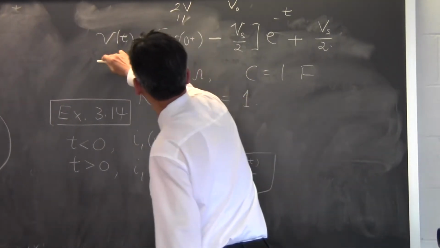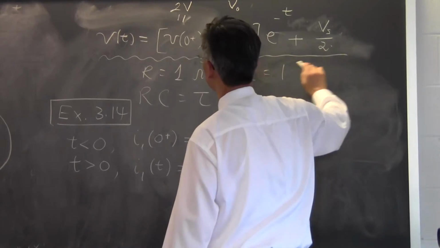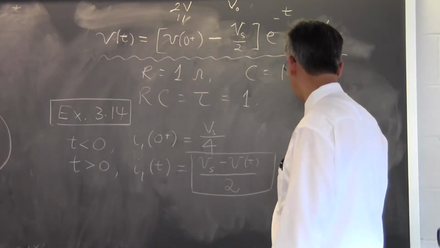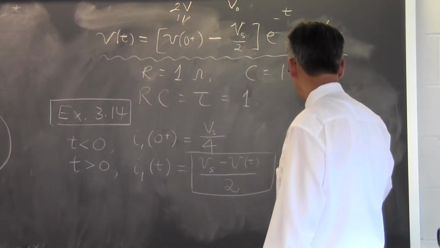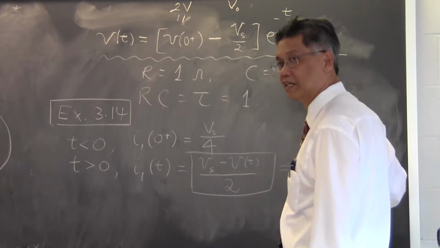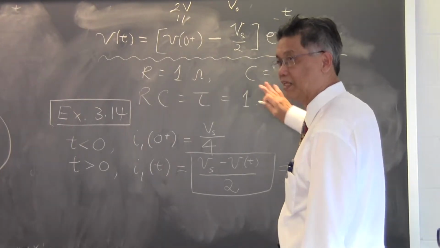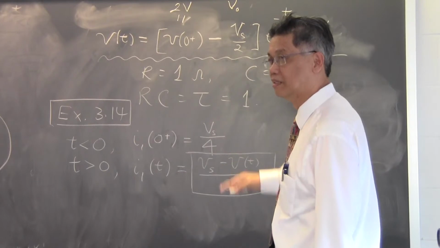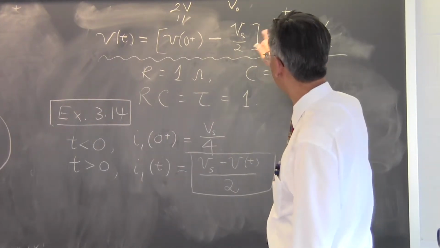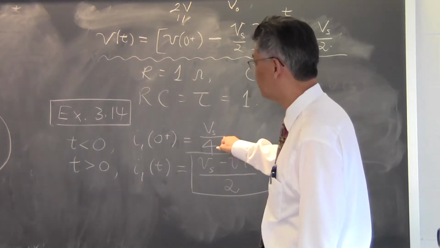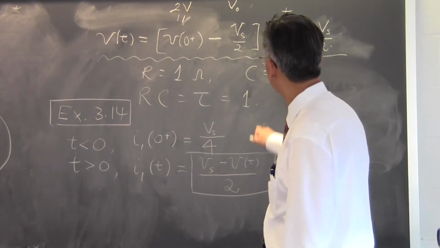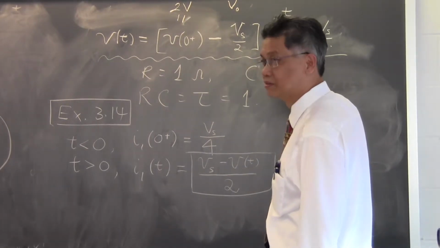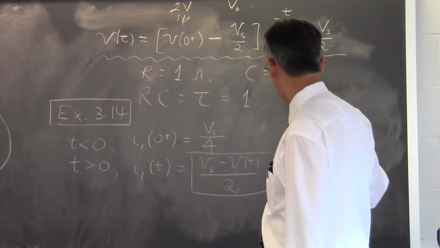Okay, but we already figured out what V of T is. You plug it in here, you can find I1 of T in its full glory. Okay? I won't do that. I suppose you just plug it in, and if you make sure that you do everything correctly, Vs is known. Okay? Vt is found from this equation. You plug it in, you get I1 of T for all time.